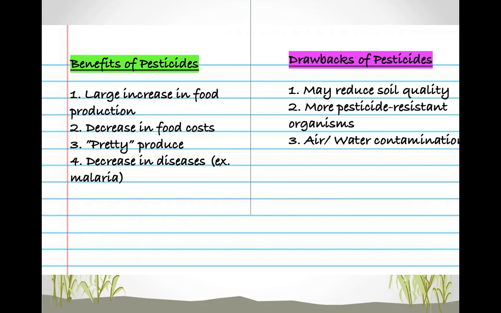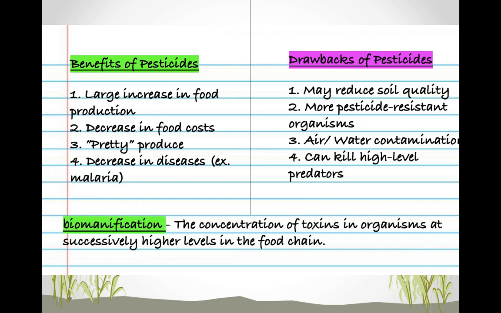Number three, air and water contamination. And number four, the killing of these high-level predators, or organisms up the food chain. And again, that process is called biomagnification. So let's get this in as a definition. Biomagnification is the concentration of toxins in organisms at successively higher levels in the food chain. This is the same with mercury when we're talking about fish, like tuna, that you don't want to eat a whole lot of because of the same exact concept, bioaccumulation of mercury as little fish are being eaten by successively larger fish.